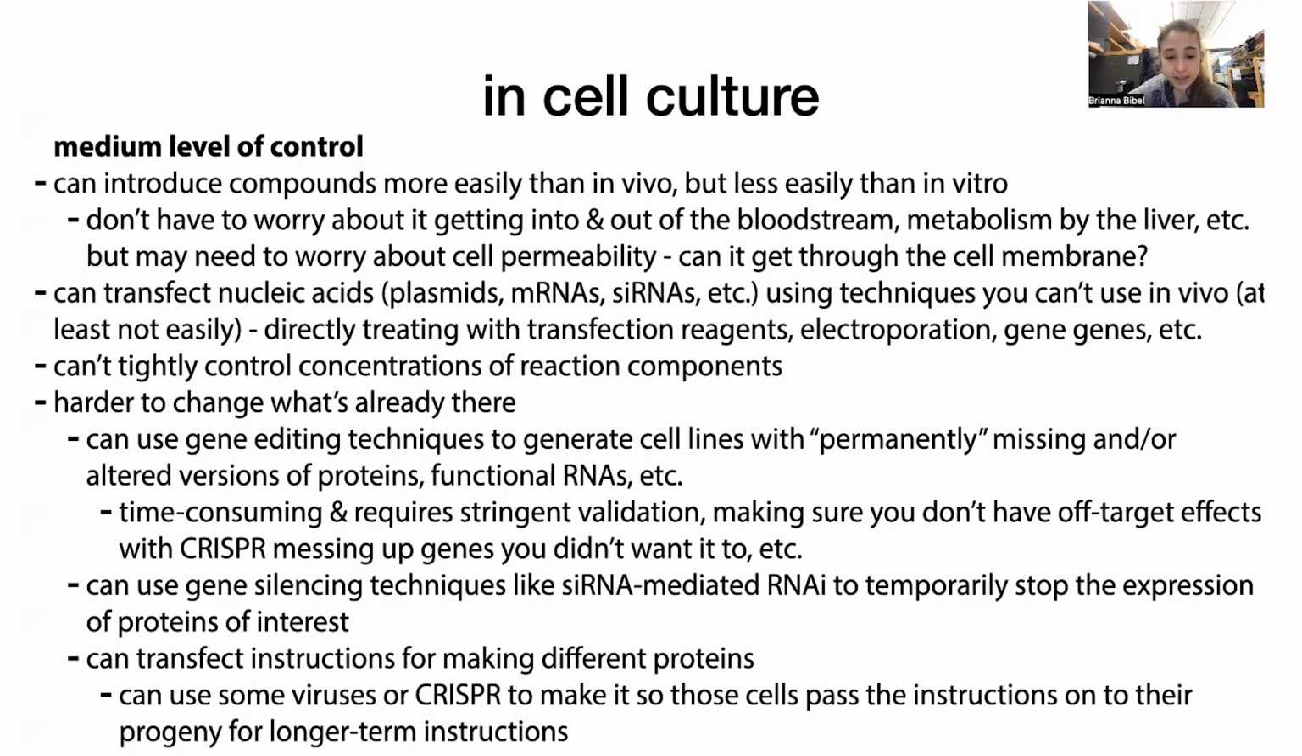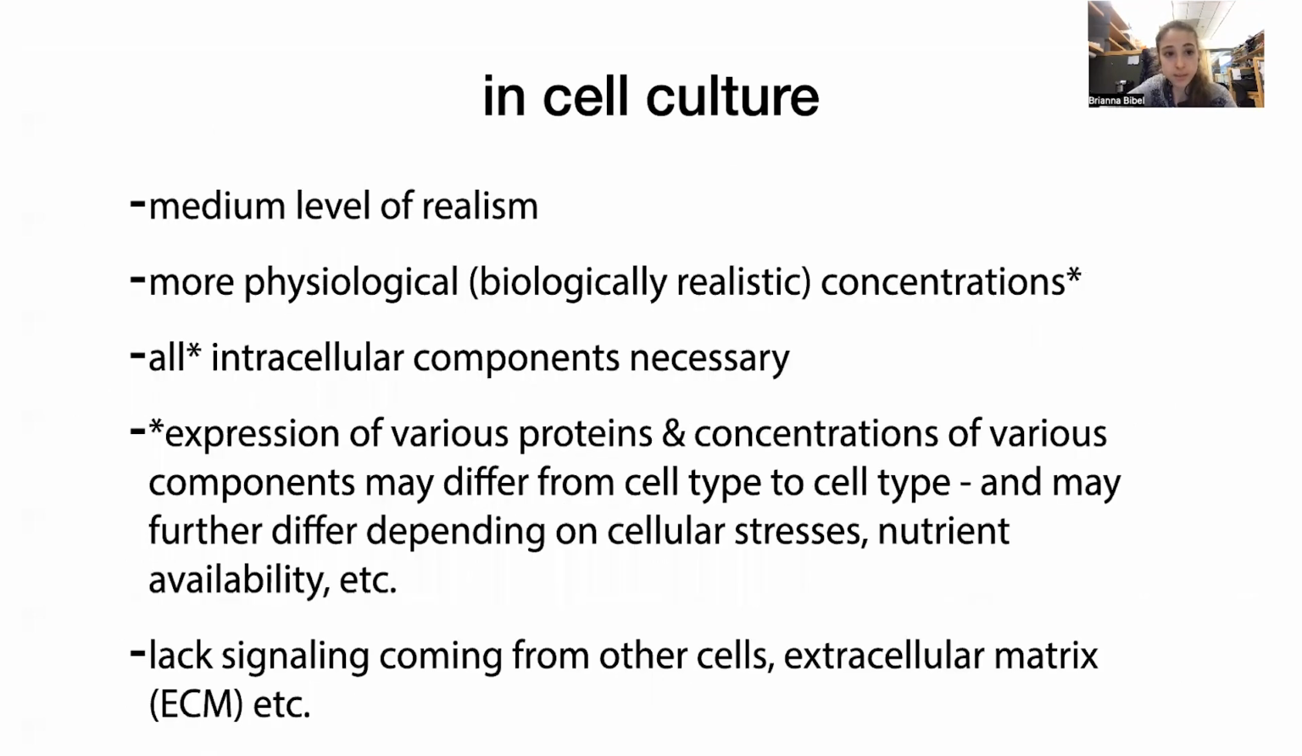So you can generate stable cell lines that are expressing a mutated version of a protein or making a various protein. So you have this more medium level of control. You also have a medium level of realism. So it's more physiological or bodily realistic concentrations of things. And you have all the intracellular components necessary.